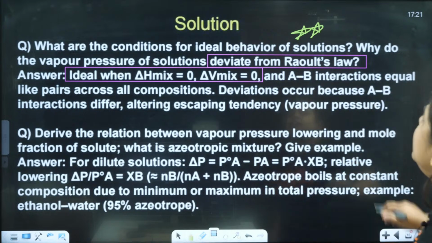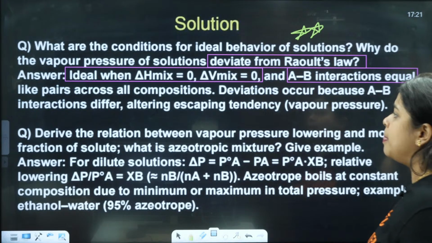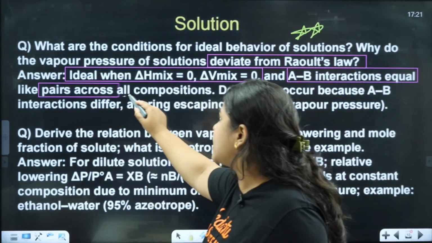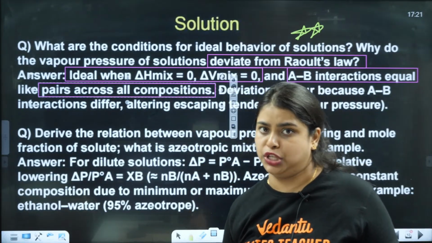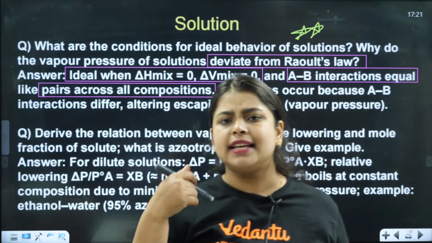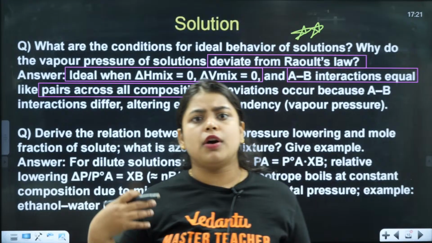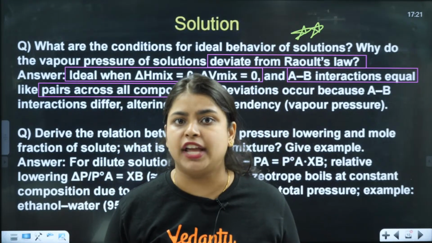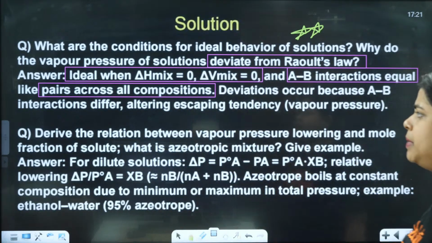So whatever the A and B interaction is, that will be equal to like pairs, like the pairs across all the compositions. In case of negative or positive, different reactions happen, different types of reaction in Raoult's law. So in Raoult's law, the same thing is happening here also.